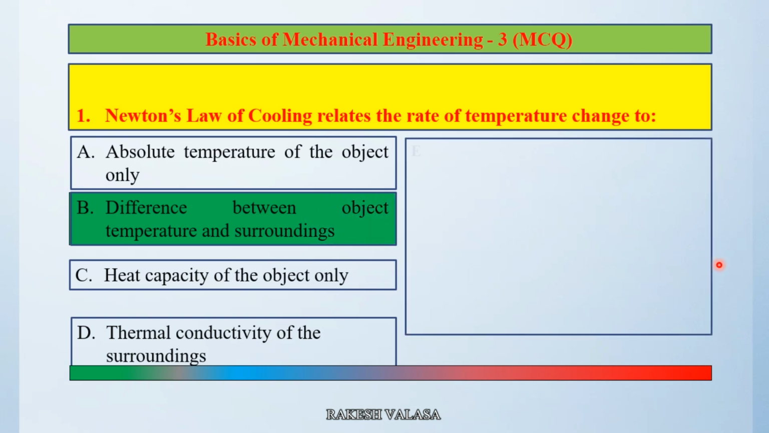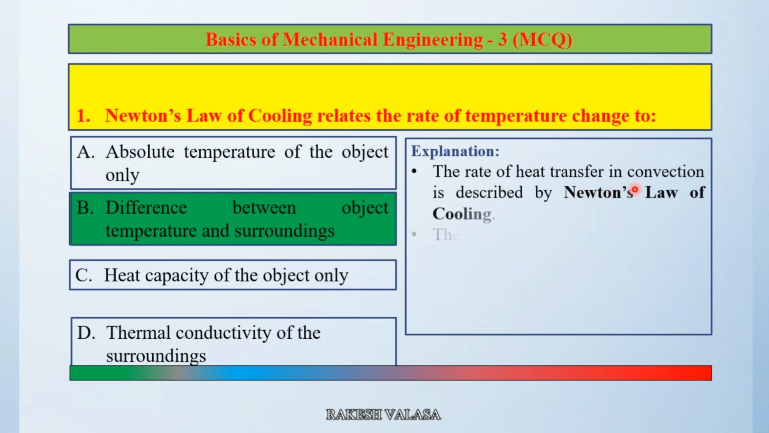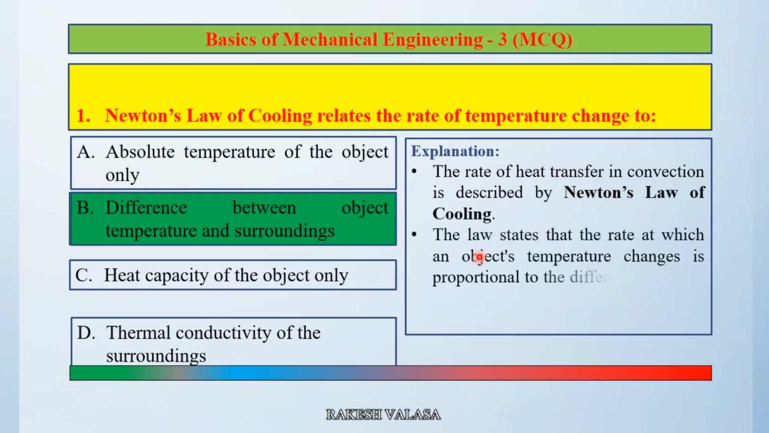Let us see the explanation. The rate of heat transfer in convection is described by Newton's law of cooling. The law states that the rate at which an object's temperature changes is proportional to the difference between its temperature and the temperature of its surroundings. So the correct answer is option B, that is difference between object temperature and surroundings.